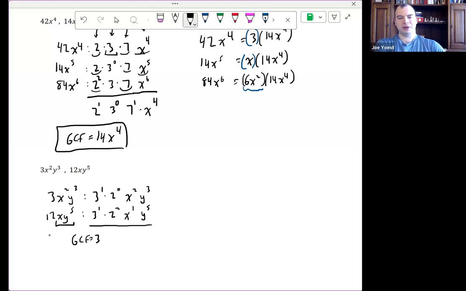My GCF is going to be 3 to the power, the smallest power that I see. Both powers are 1, so it's just 3 to the first, times 2 to the power, the smallest power I see. Well, the powers are 2 and 0. Smallest is 0. Times x, the next building block, to the smallest power I see, which is 1. Times y, to the smallest power, which is 3, the smallest of 3 and 5. My GCF then is 3. 2 to the 0 is 1, so that's just 3. X to the first is just x. Y cubed.